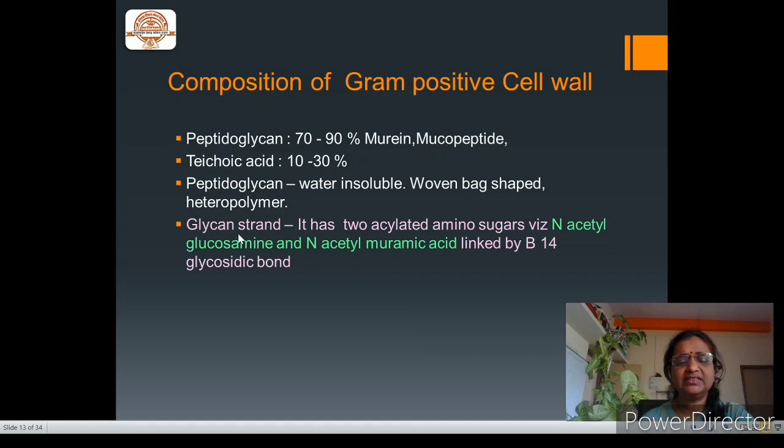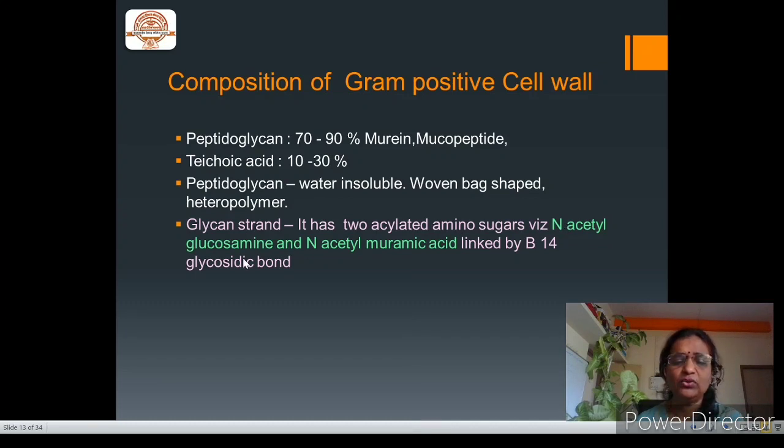The first subunit is the glycan strand. Now what is the glycan strand? As the name itself indicates, glycan means it is made up of sugars. Now which types of sugars form the glycan strand? The glycan strand is made of derivatives of glucose, acylated amino sugars, where an amino group was added to the glucose. Which are these acylated amino sugars? These sugars are N-acetyl glucosamine and N-acetyl muramic acid.